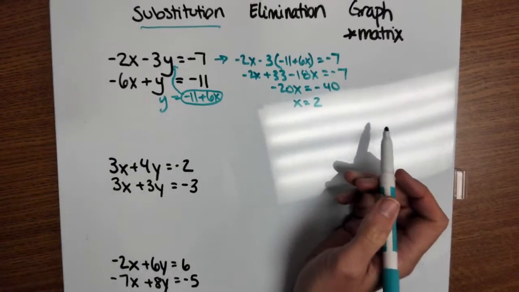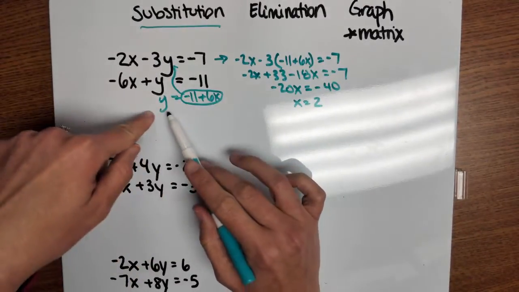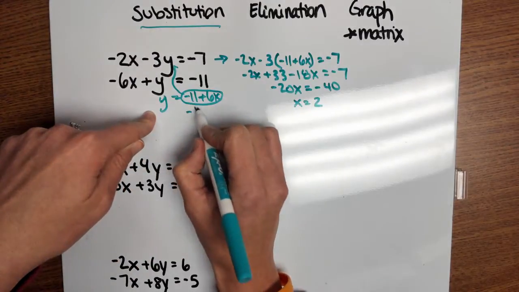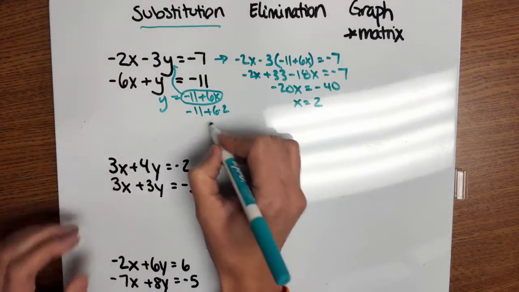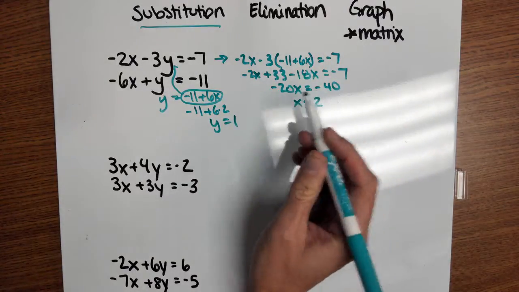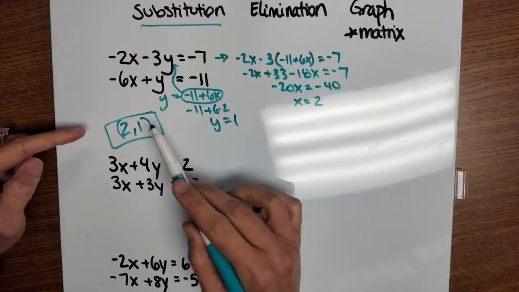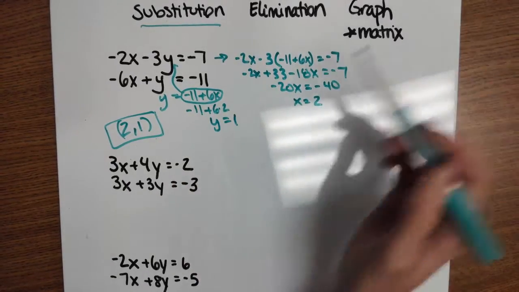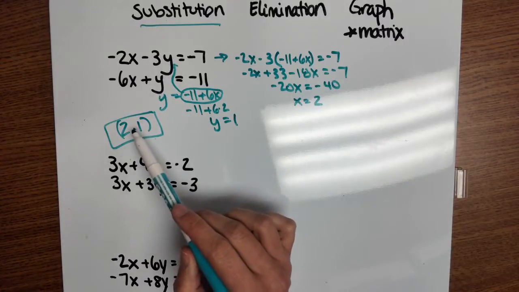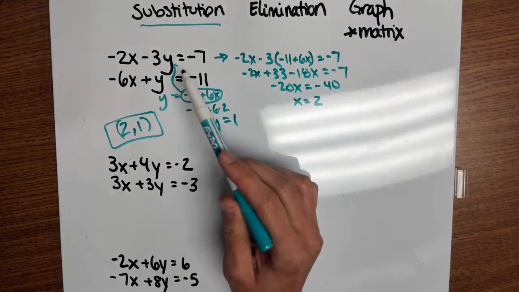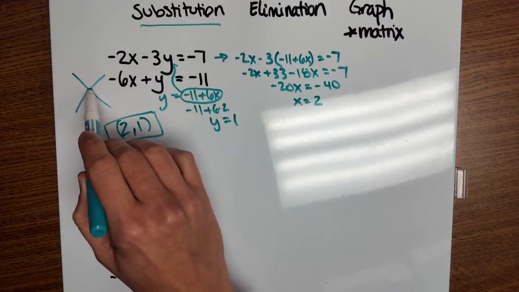And then you cannot forget to go back and plug it in. I always go back and plug it into the equation that I've solved for, because y is by itself. So if I plug that in, I get negative 11 plus 6 times 2, 12 minus 11, that tells me y is 1. So my final answer, as an ordered pair, is (2, 1). Remember, this is a way of solving it by graphing. That tells me that at the point (2, 1), these two graphs would intersect. That is the only solution, because these two lines cross, so there is one intersection point.